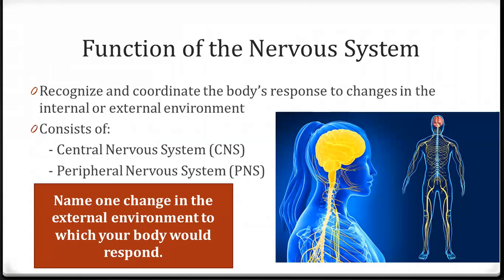Okay, so we're going to talk about the nervous system first. The function of the nervous system is to recognize and coordinate the body's response to changes in the internal or external environment. Basically regulation. So it consists of the central nervous system and the peripheral nervous system.